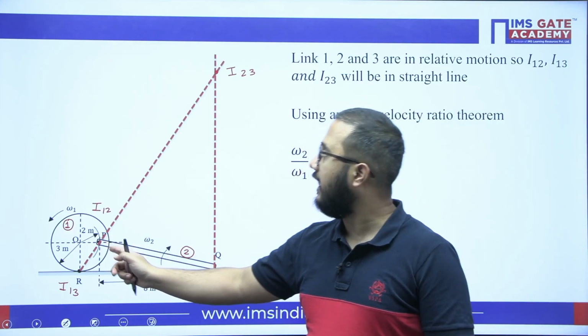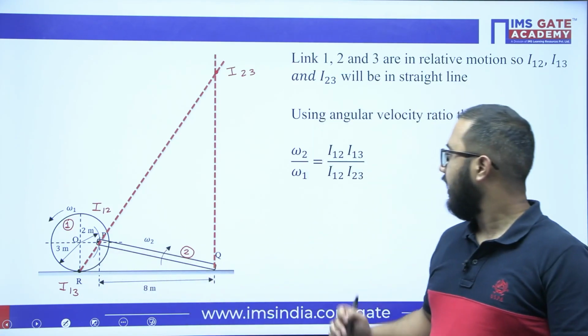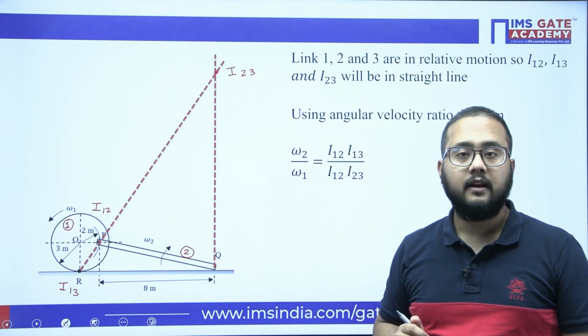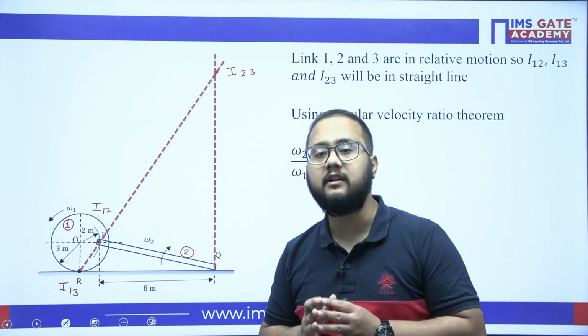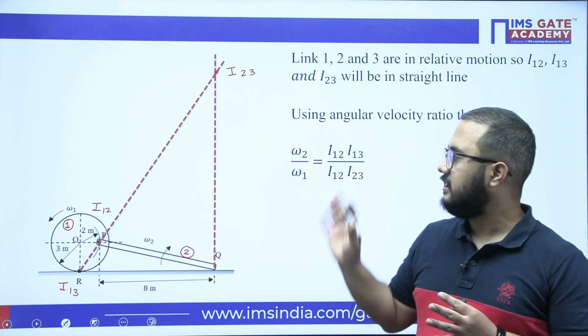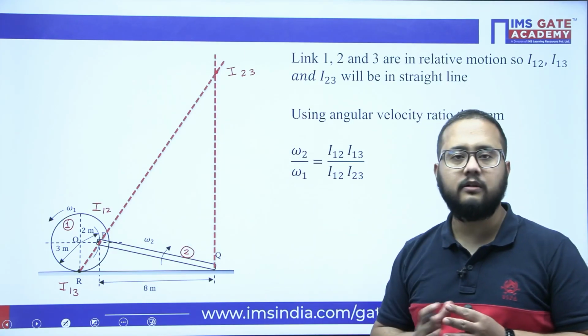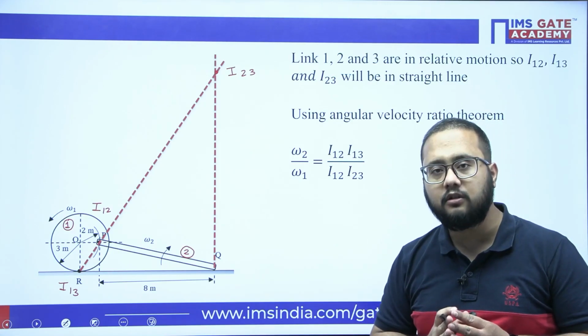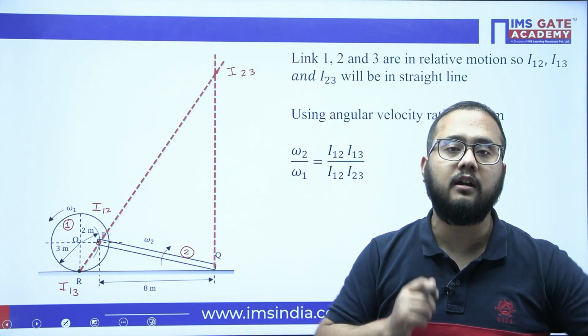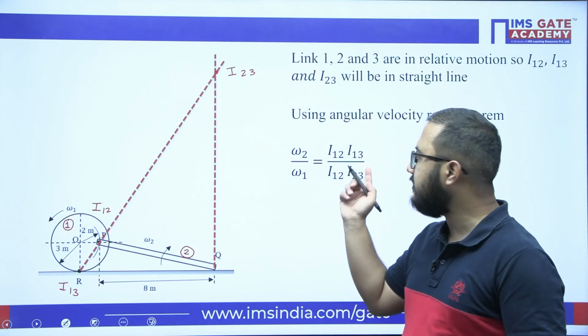So here the biggest challenge is how we will get the distance of I12 from I13 and I23. I12 is here and I13 is here. I12 and I23, I12 is here and I23 is here. Here the most important part comes, that is the geometry part, right? So this much you have understood, you have located the I centers also, you have written this angular velocity ratio theorem also. Now you need to apply some basic geometrical properties here, so that we'll get this distance.